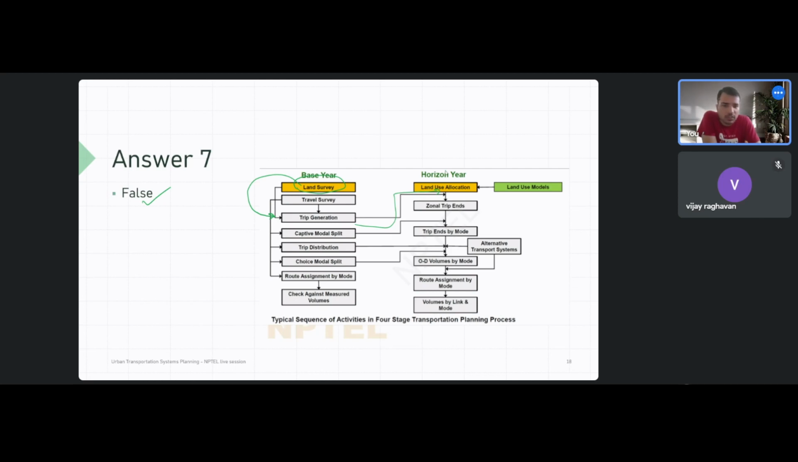So these are the 4 stages. First we did trip generation. Then we can do modal split. So here we are doing mode split before distribution itself. We can do it after also. Then do distribution and finally we'll have the full assignment.